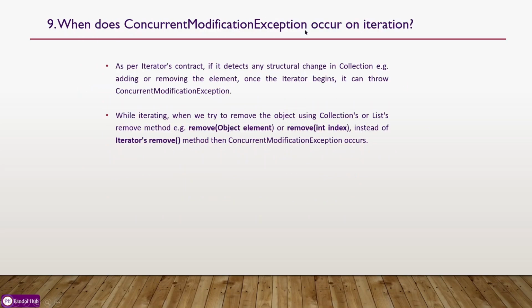When does concurrent modification exception occur in iteration? As per the iterator's contract, if it detects any structural change in the collection, for example adding or removing an element once the iterator begins, it can throw a concurrent modification exception. While iterating, when we try to remove an object using the collection's or list's remove method, for example remove(object) or remove(int), instead of the iterator's remove method, then concurrent modification occurs.